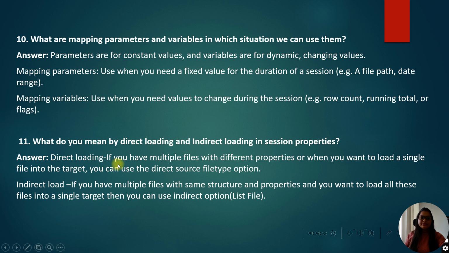Next question, what do you mean by direct loading and indirect loading in session properties? Direct loading is used if you have multiple files with different properties, or when you want to load a single data file into the target; you can use the direct source file type option. And indirect load is used if you have multiple files with the same structure and properties and you want to load all these files into a single target. We can also call it a list file.